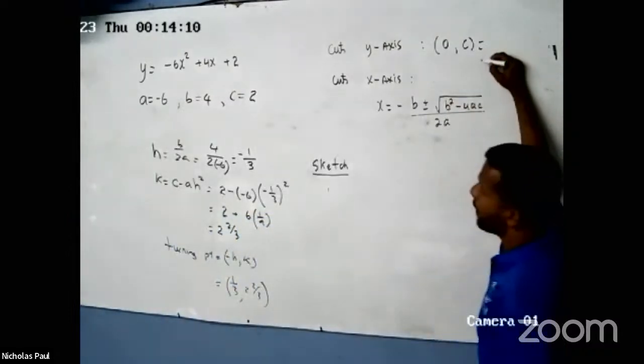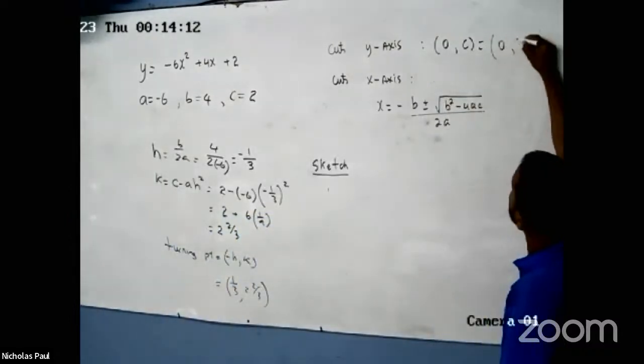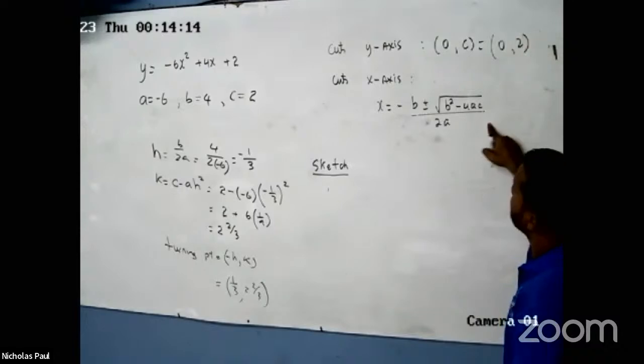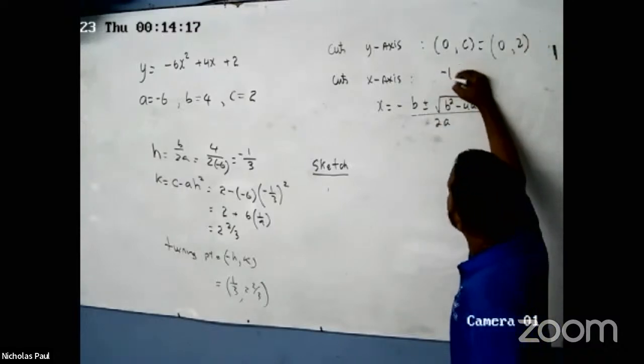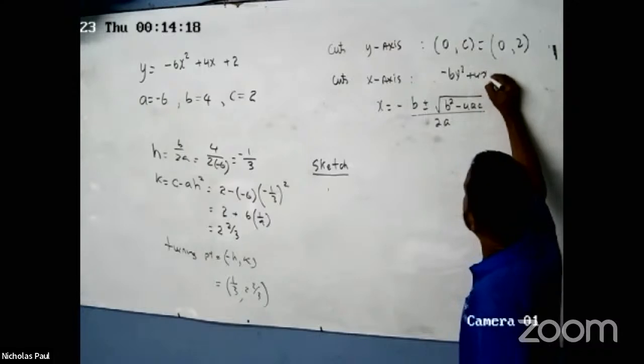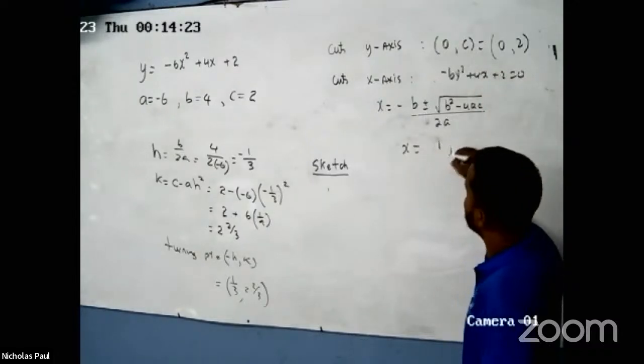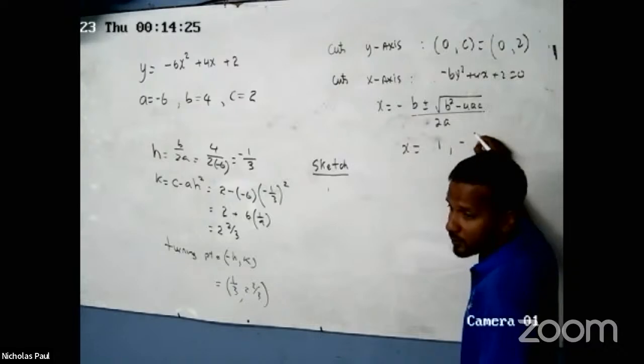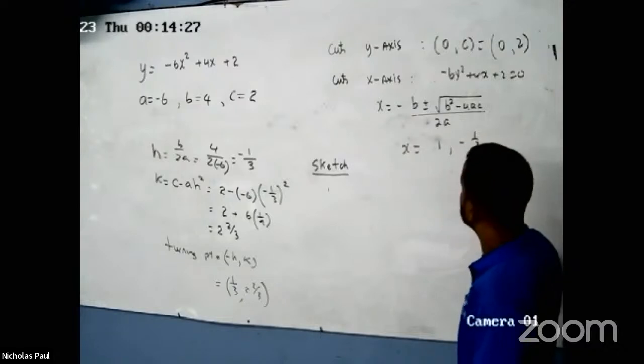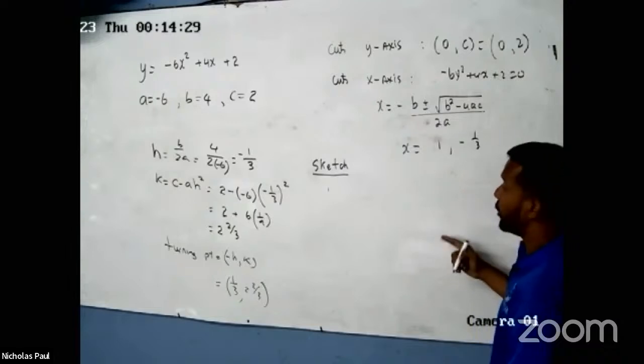The y-axis intercept is 0, 2. And this here we have to solve. Minus 6x squared plus 4x plus 2 is 0. And you'll get x is positive 1 and negative what? A 1/3. Okay? Now we can do our sketch.